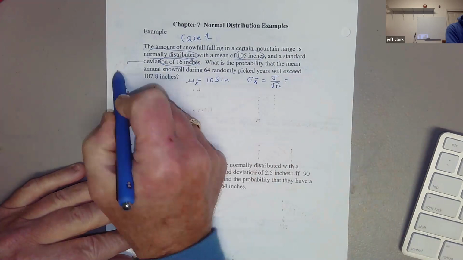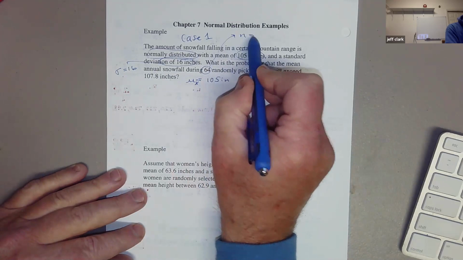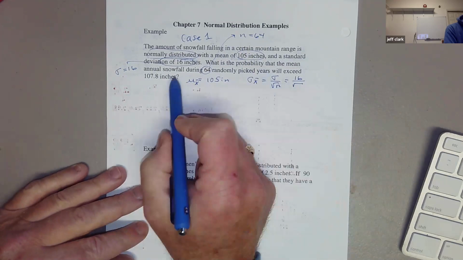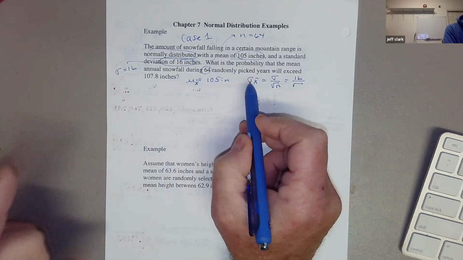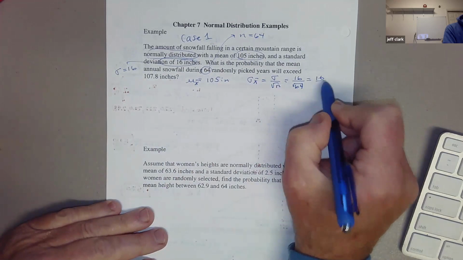So I'm going to go 16 divided by square root, and here's my n. So they want to know the probability that the mean annual snowfall during 64 randomly picked years, not a randomly picked year, like one. This is groupings of 64 at a time. So I'll put 64, which is 16 divided by, well, this is convenient, 8, which is 2. That's nice. That was nice of me.